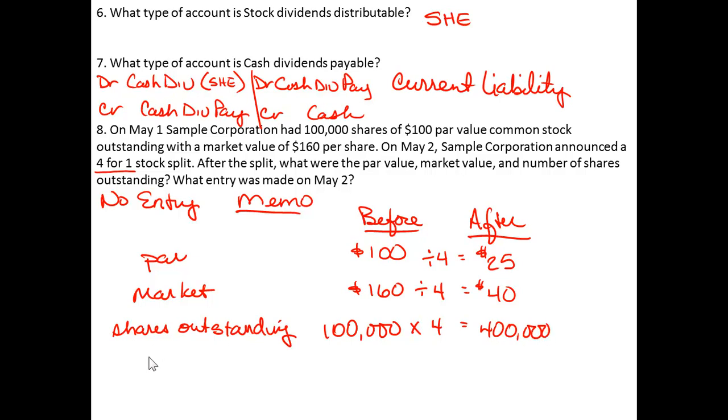And the reason that the account balance does not change is that if I take a par of $100 and we multiply by the shares outstanding of 100,000, that is equivalent to taking a par value of $25 a share after the stock split times 400,000 shares. So since they're equivalent, there is no entry, there's just a memo to explain why the par has been quartered and why the number of shares outstanding has quadrupled.